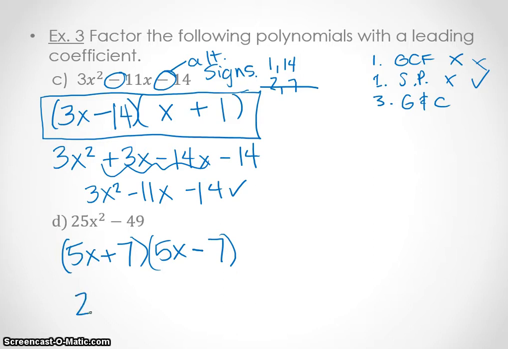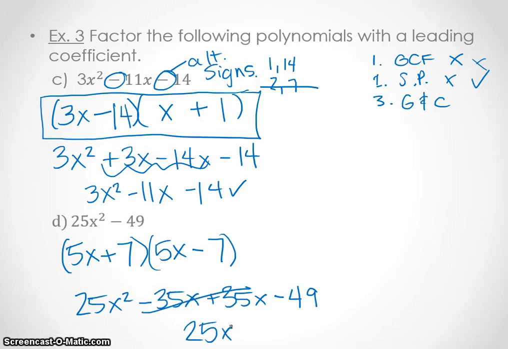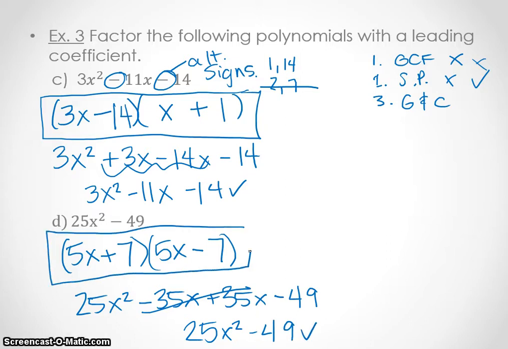5x times 5x is 25x squared. 5x times a negative 7 is a negative 35x. 7 times 5x is a positive 35x. 7 times negative 7 is a negative 49. These cancel, so I get 25x squared minus 49. Bingo. We're in business here, people.